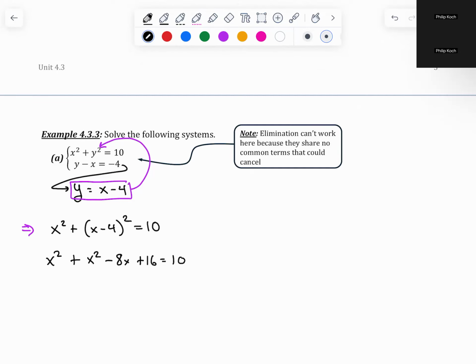So with FOILing, you do x squared times x, will that be like x cubed then? Are you saying from here, sorry, from here, if you distribute the x squared to the x minus 4? So it becomes x minus 4 times x minus 4, and we have to do that foiling trick. First, outer, inner, last. And that's where we're getting it.